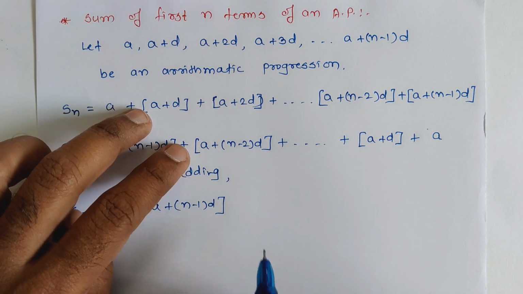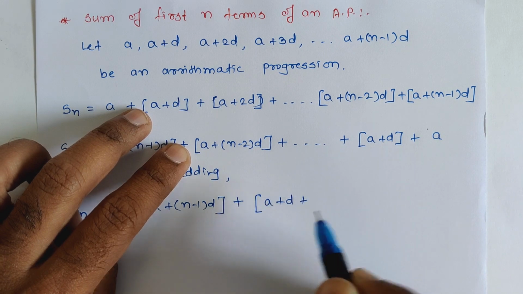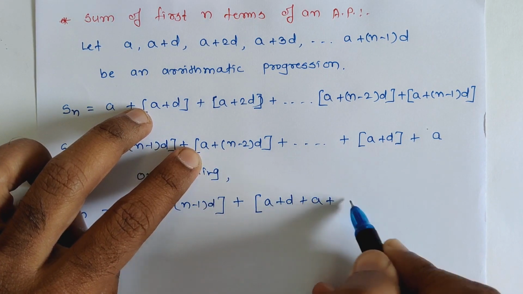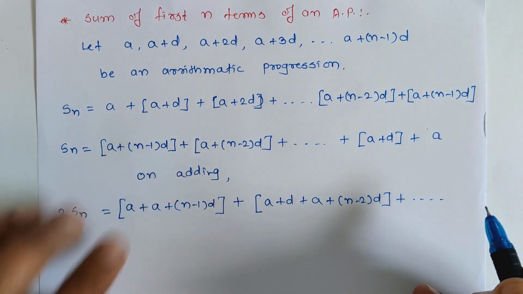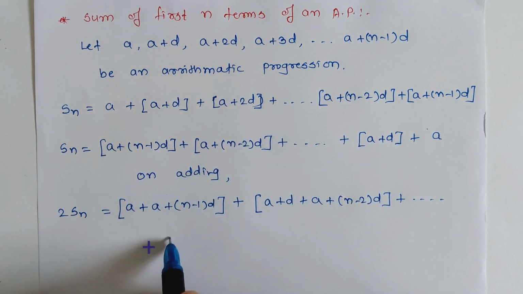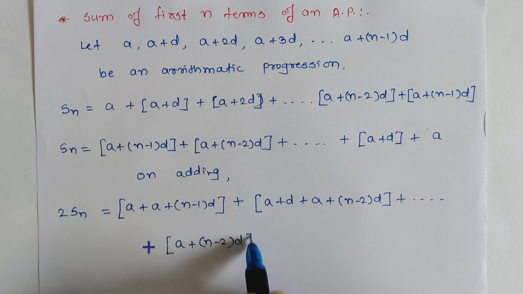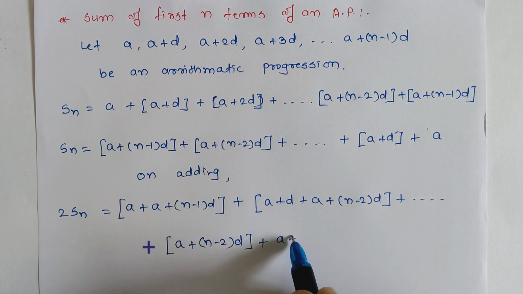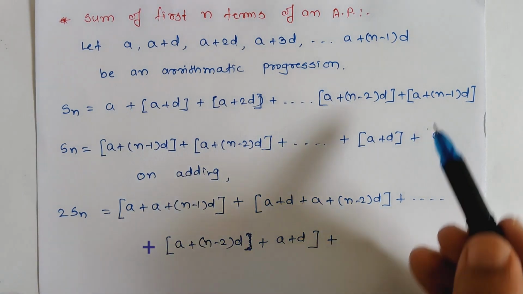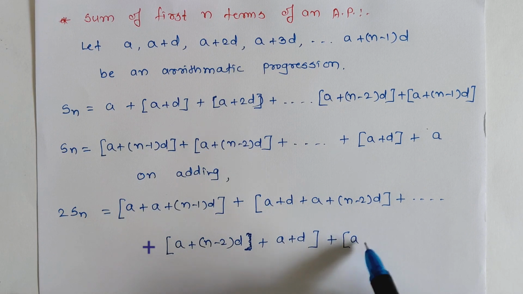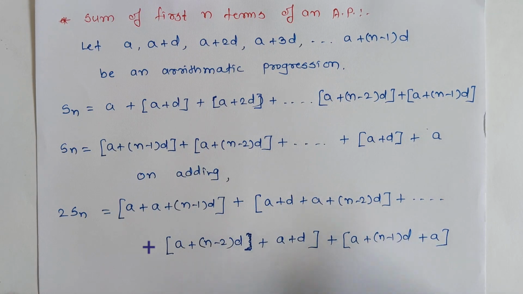Now the second two terms are, in rectangle bracket, a plus d plus, here again we have a plus n minus 2 into d, plus, and so on. The second last term is a plus n minus 2 into d plus a plus d, plus, and the last term is a plus n minus 1 into d plus a.